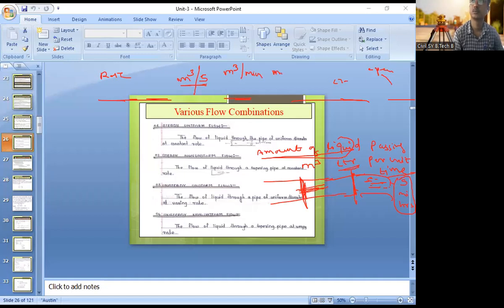Yes, anyone want to say something? Meter cube per hour or liter per second. Okay, liter per second. That is called the LPS.